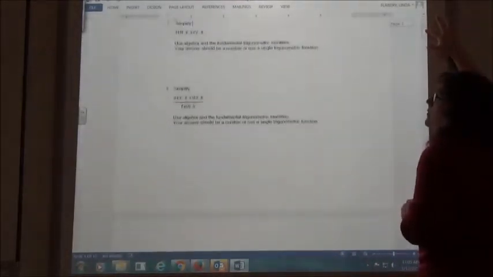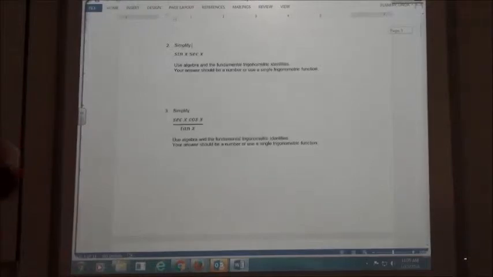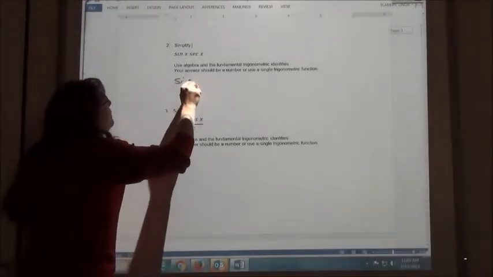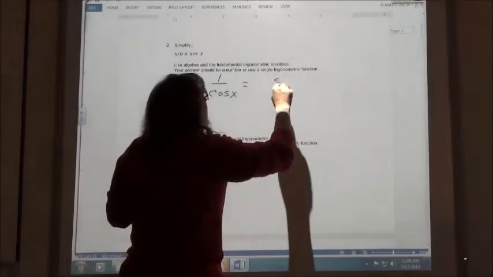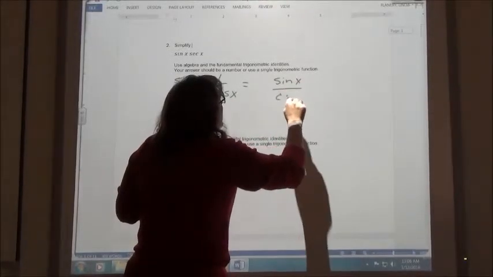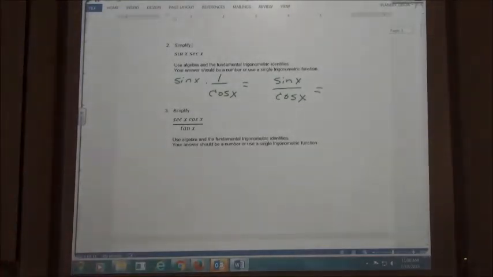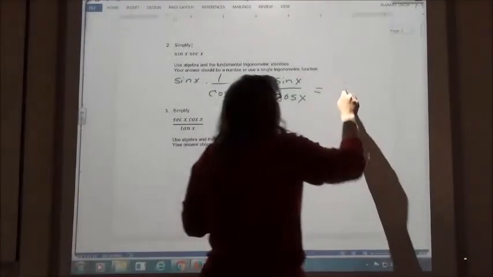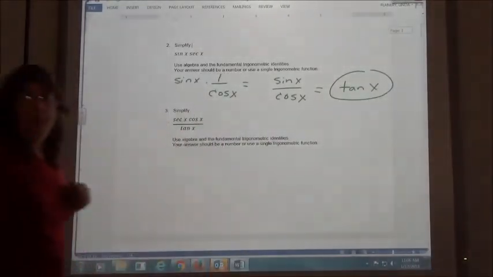Go back to number 2 here. I have sine of x and then I have the secant of x. So I'm going to change the secant. Secant is the inverse of the cosine. So I'm going to make this sine of x times 1 over the cosine of x. Then again, I can use algebra. Make this the sine of x over the cosine of x. And sine over cosine is tangent. I've now made that into one statement.